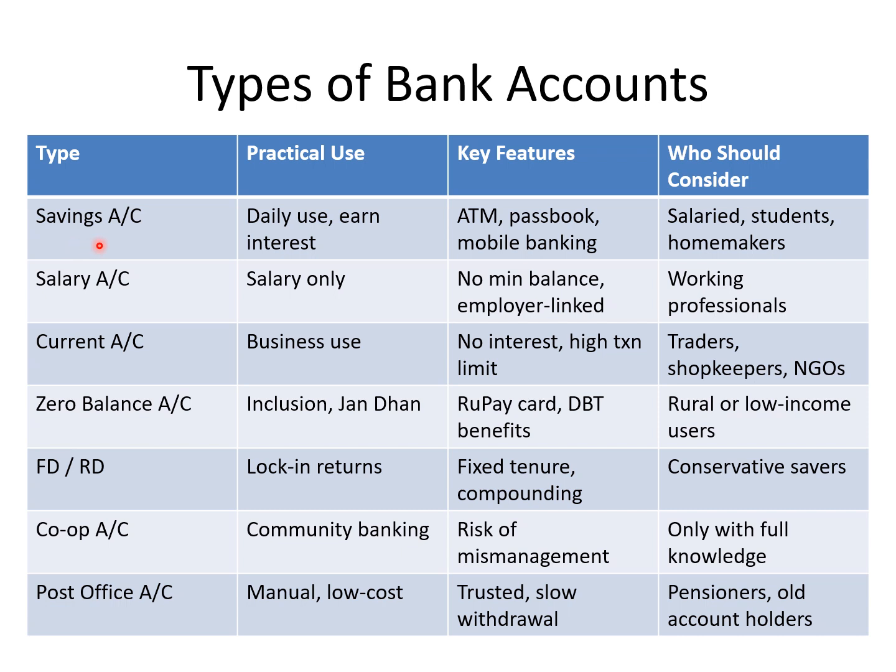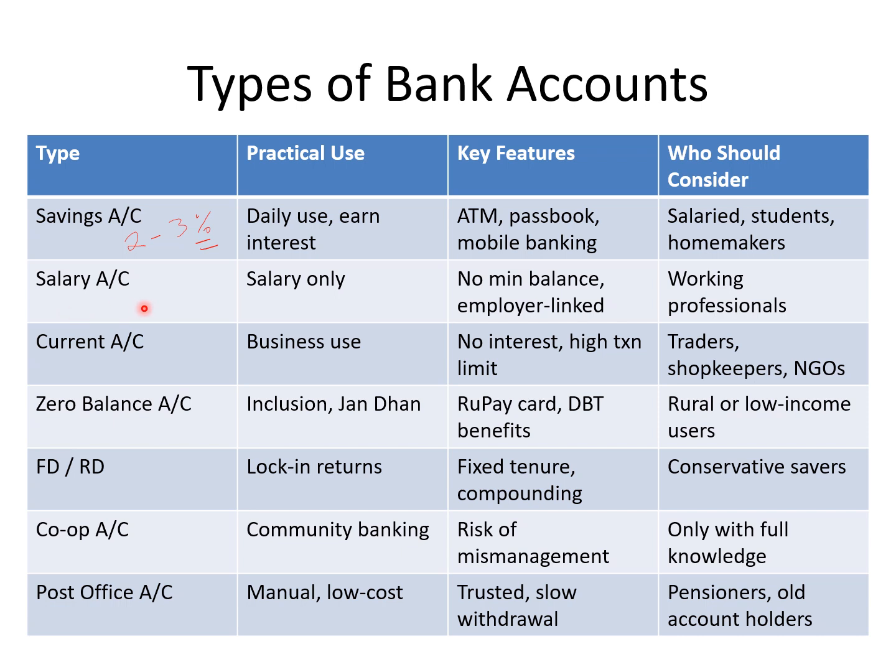First thing, savings account. This is a basic account suggested for every individual. This is used for daily use. Also, the amount here earns interest. Though interest is nominal, it is around 2 to 3% in most of the banks. Some banks are offering higher interest also. Key features include ATM, passbook, and mobile banking. These are suitable for salaried, students and homemakers and any individual.